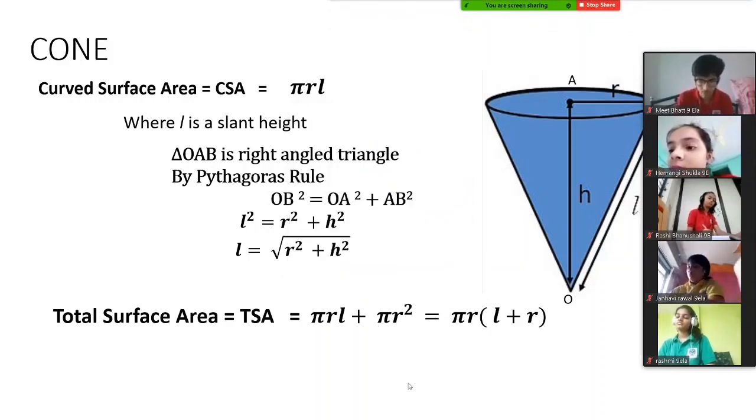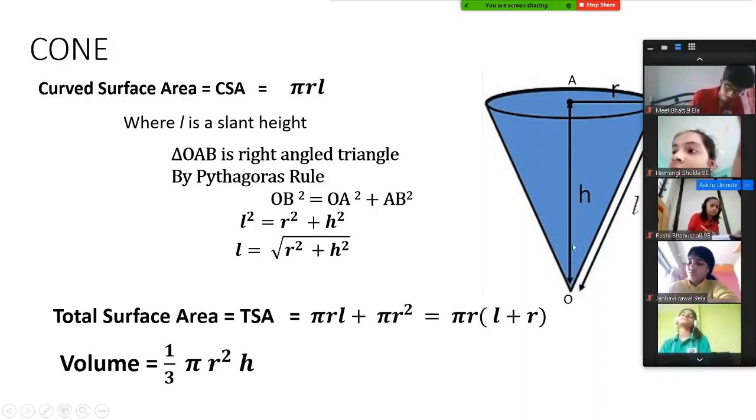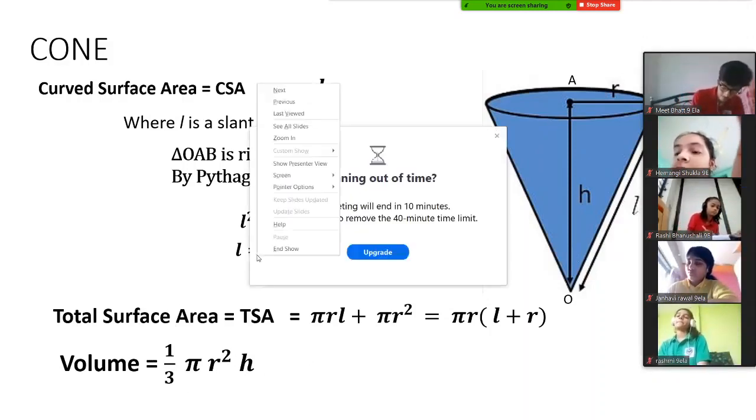Okay. So there is a question: if slant height is given, is there any need to find height? If we need height, then we have to find it. Otherwise, there is no need. In the volume, if we see volume is equal to 1/3 pi r square h, there we have to find h. Generally, radius and height are given to you, and you have to find slant height.